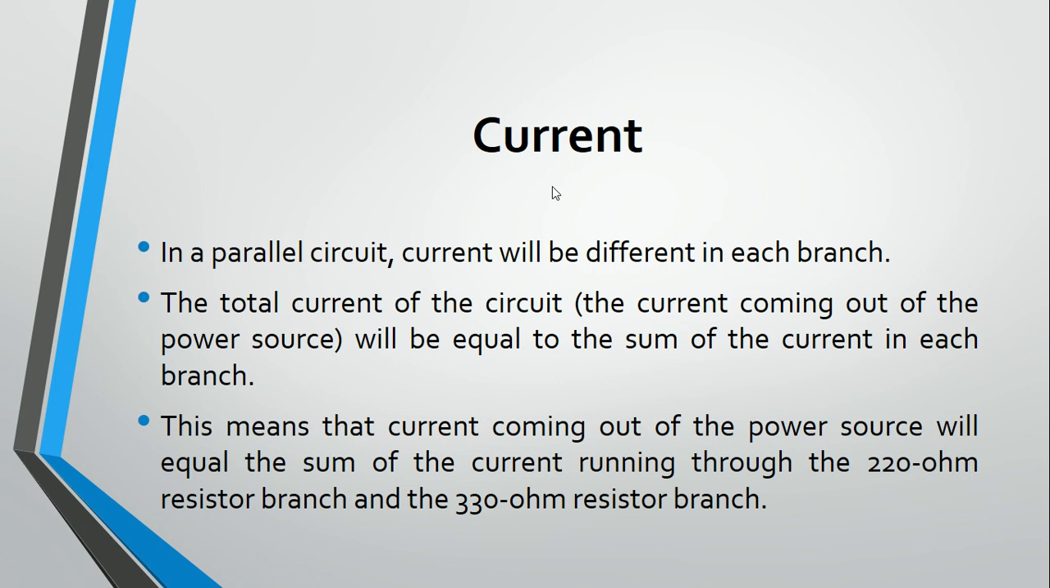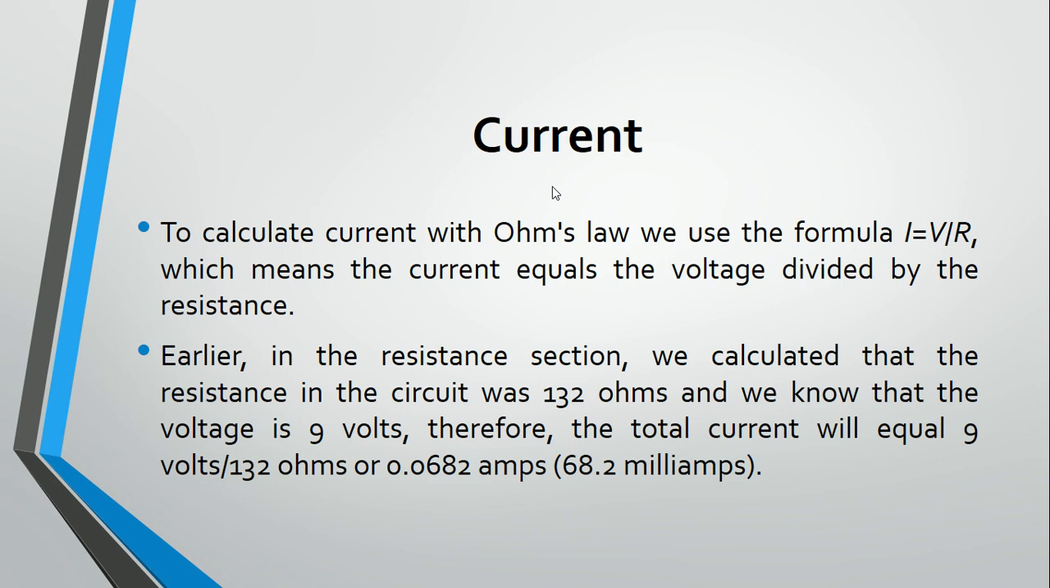So the total current of the circuit, or the current coming out of the power source, will be equal to the sum of the current in each branch. This means that the current coming out of the power source will equal the sum of the current running through the 220 ohm resistor branch and the 330 ohm resistor branch. To calculate current with Ohm's law, we use the formula again, I equals V over R, which means the current equals the voltage divided by the resistance.